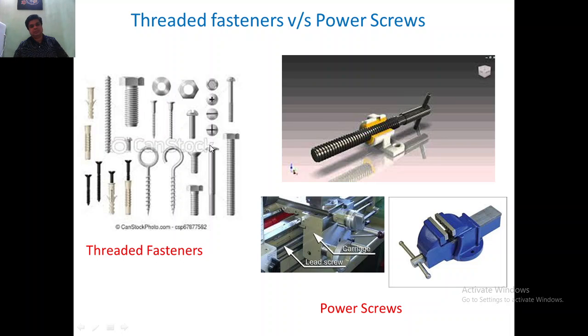So coming to power screws, as the name indicates, power and screw. They are also threaded elements which transmit the power. The best applications of these power screws are the screw jack, the lathe machine or the fly press. We'll see this in detail now.